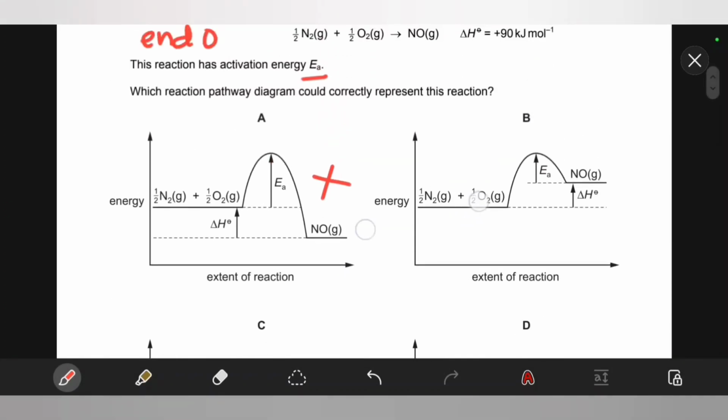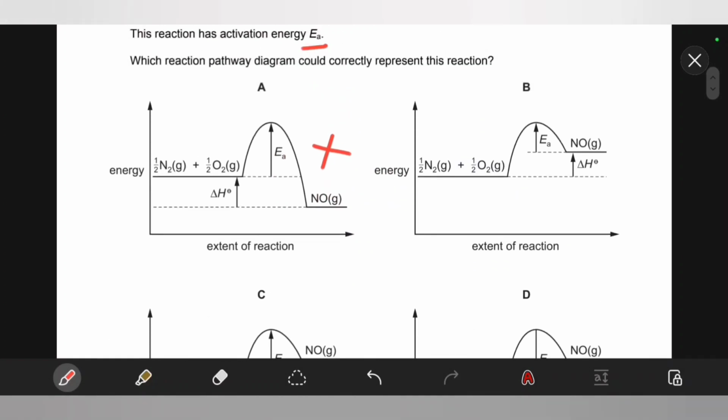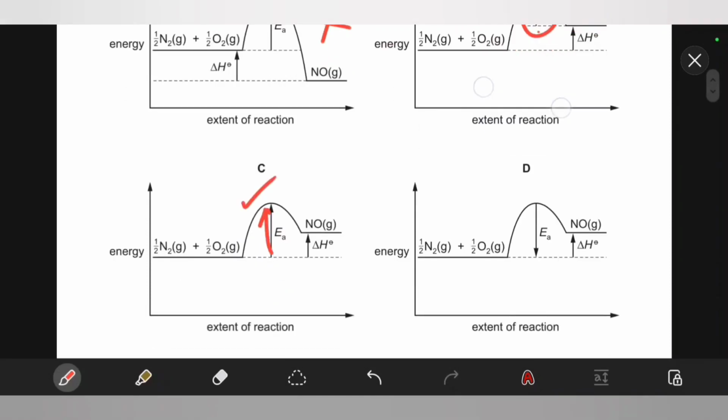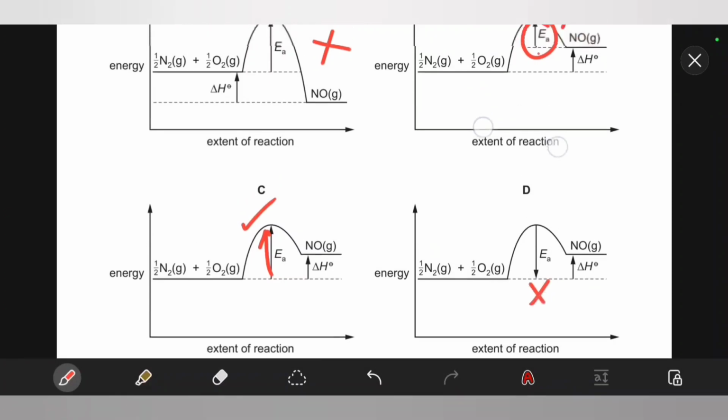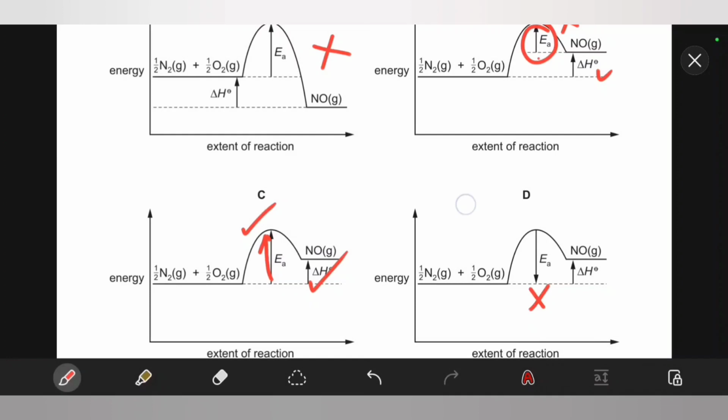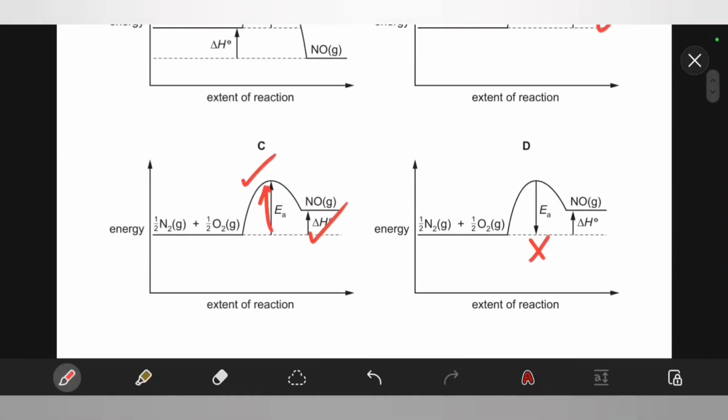Now we are going to look at Ea. In B, Ea is shown just once, so this is wrong. Ea is going to be the whole of this, which is here, this is right. The arrow pointing down is wrong. And now we will check, this is right. This is also right. So everything shown in C is right, so our answer is going to be C.